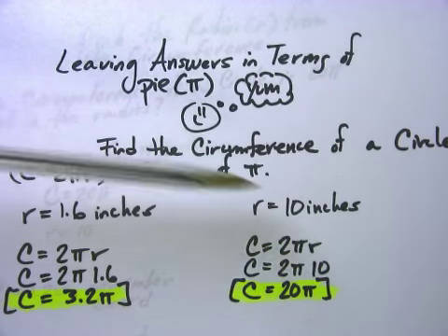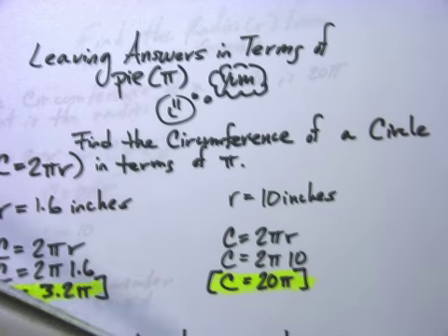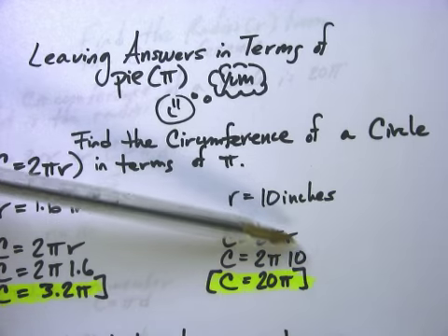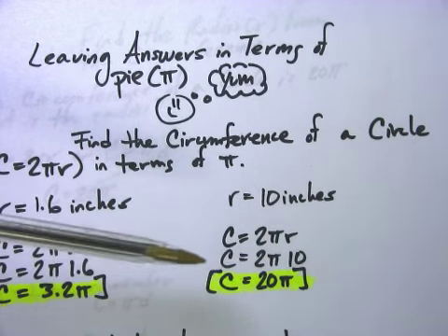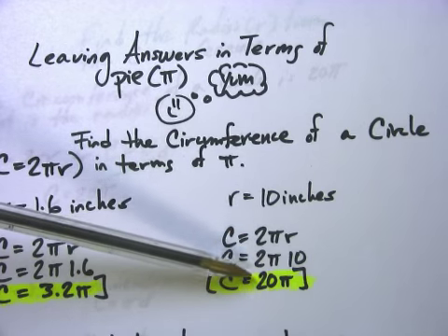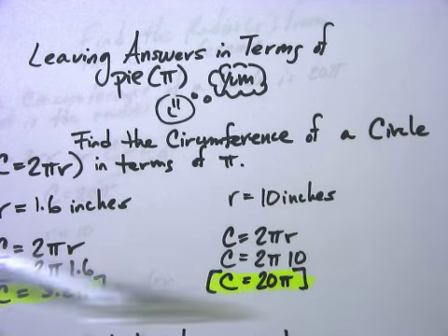Let's take a look at another example. Let's say my radius is 10 inches. And again, they want me to find the circumference in terms of pi. Well, again, I know the circumference is equal to 2 pi r. It's going to be 2 times pi times 10, and 2 times 10 is 20, and the pi is right next to it, so there's 20 pi. So there's my answer in terms of pi.